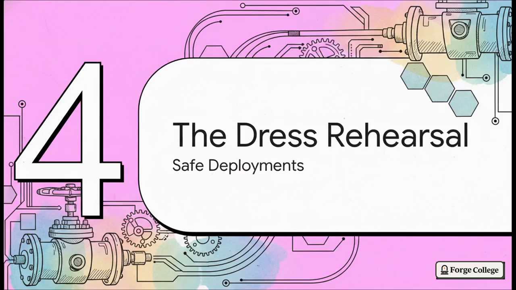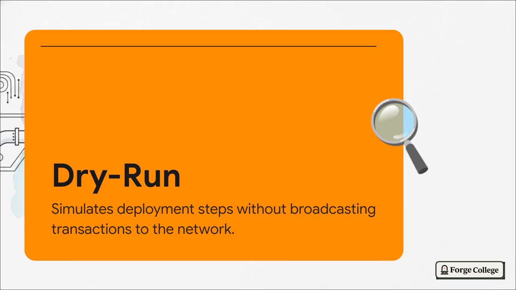All right, on to Section 4, the deployment dress rehearsal. This is where we build in our ultimate safety valve, the dry run. Think of the dry run as your fire drill. It lets you simulate the entire deployment process completely harmlessly. It prints out exactly what intended actions are going to happen, like payload sizes or target addresses, without actually broadcasting a single real transaction to the network.